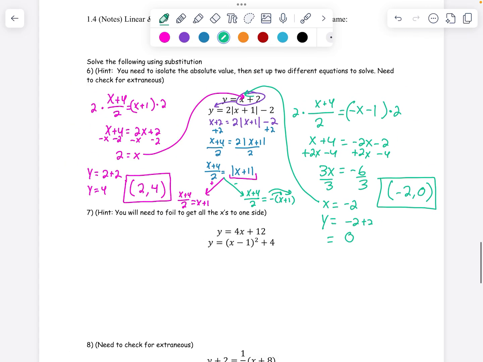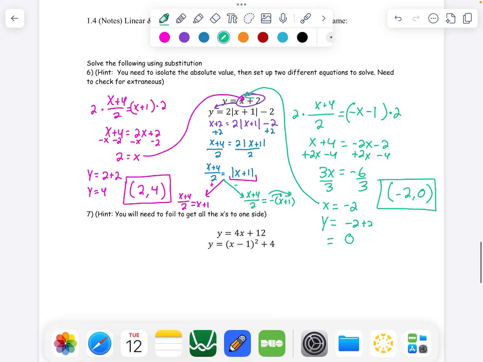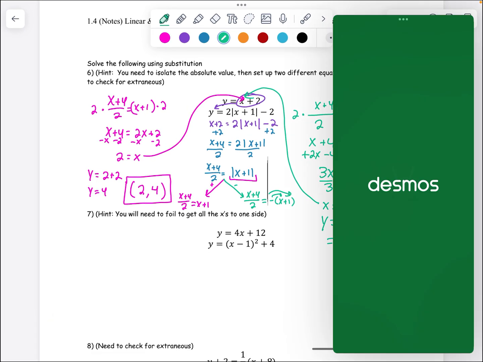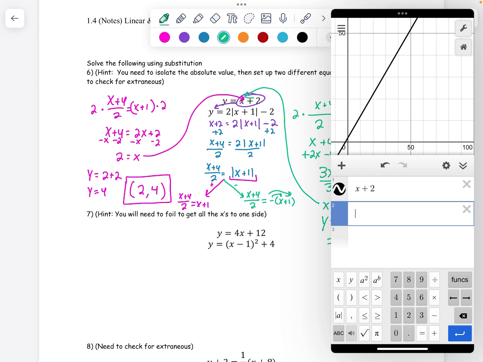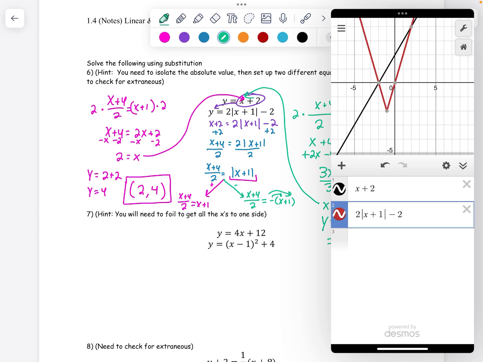If you don't want to go through the little tediousness of plugging in by hand, you can always just open up Desmos and throw both of these into Desmos. That's definitely the easiest way. So like x + 2, and then we got 2 times the absolute value of x + 1, and then minus 2. And then we can see they are crossing at (2, 4) and then (-2, 0), just like we had anticipated.